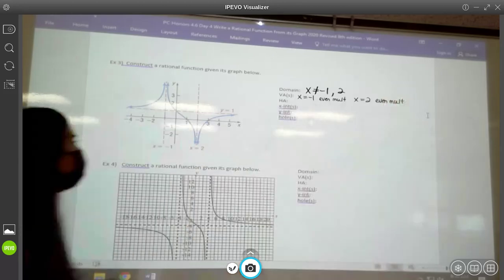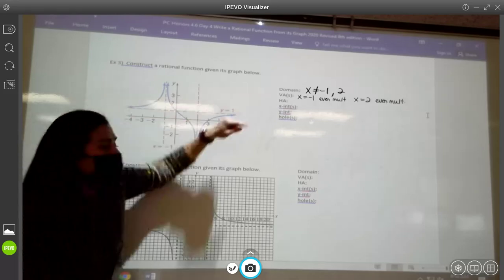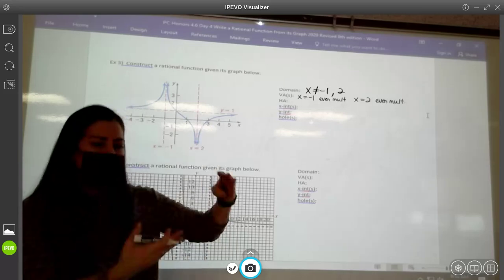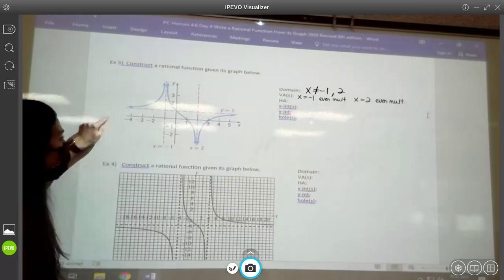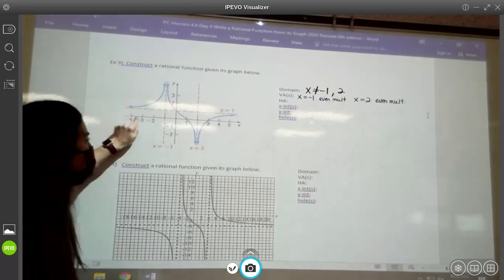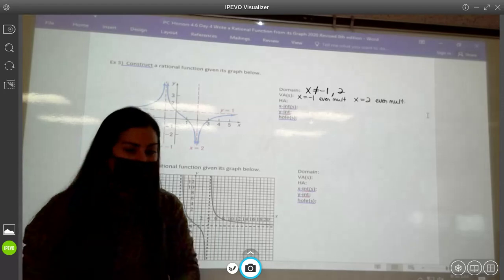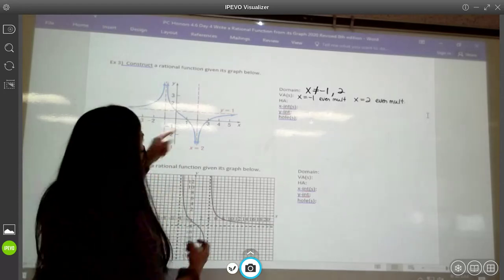All right, my HA. I have a horizontal asymptote at the line y equals 1. So again, I must have had that same degree, the ratio of the leading coefficients to create that, right? The only other case they give you is if the horizontal asymptote was the line y equals 0. And then all you have to do is make sure the bottom degree is bigger than the top degree to create that one. All right, so y equals 1.